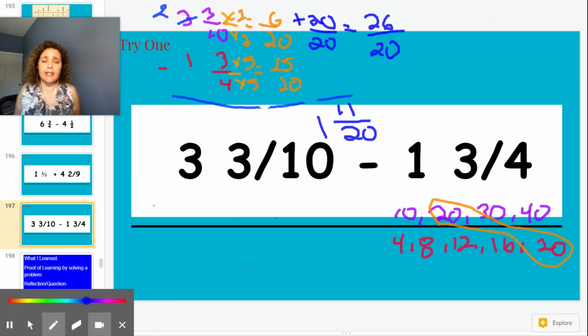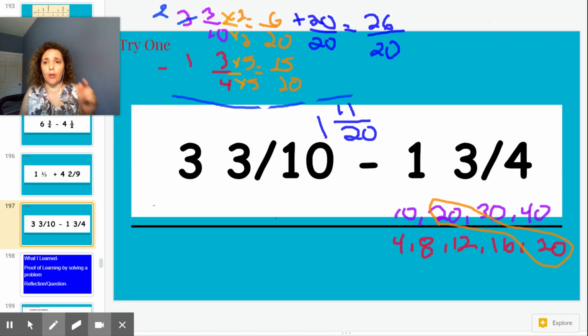So first thing I did is I said, does 4 go into 10? No, 4 doesn't go into 10, right? So then I wrote down my multiples of 10: 10, 20, 30, 40, and I stopped. And then I wrote my multiples of 4: 4, 8, 12, 16, 20, and I go, oh, they have 20 in common, okay? So then I used 20 for my denominator for both of them.